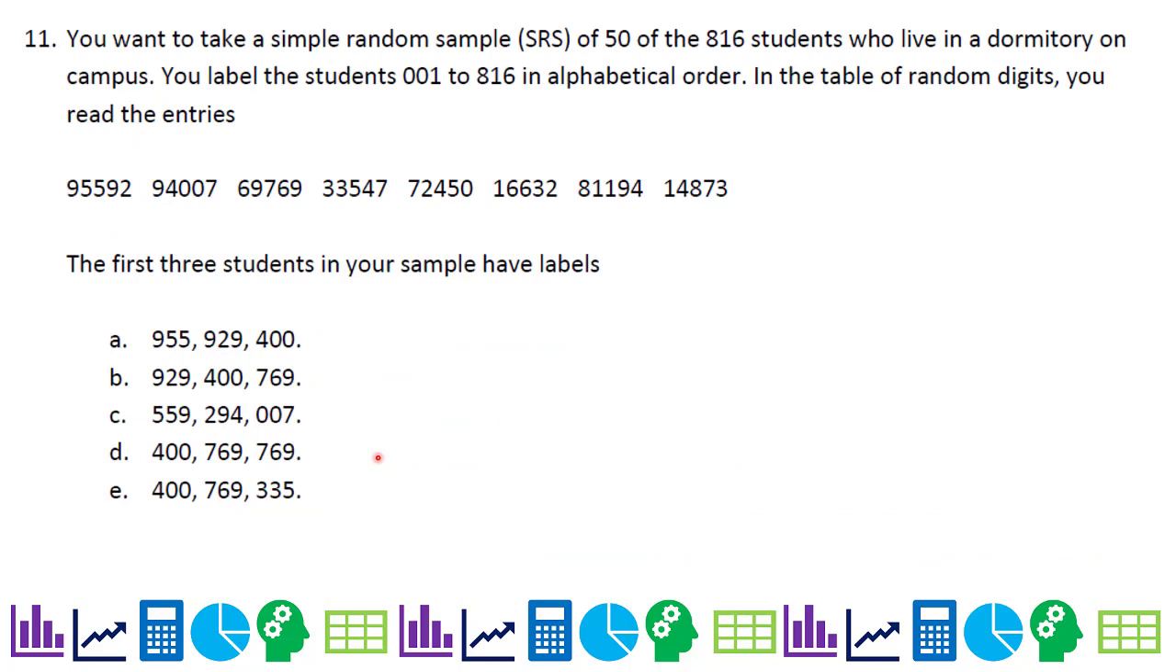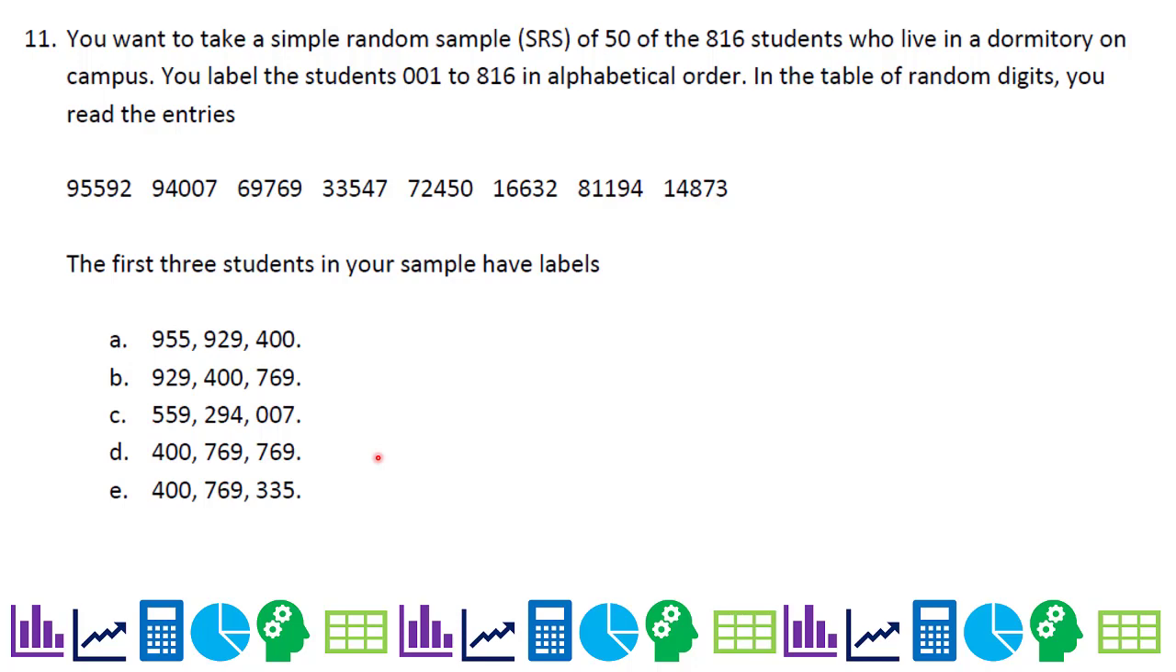Number 11. You want to take a simple random sample of 50 of the 816 students who live in a dormitory on campus. You label the students 001 to 816 in alphabetical order. In the table of random digits, you read the entries. So we're going to use that table of random digits to select our sample. So they want us to identify the first 3 students in our sample. Good, because I don't want to sample 50 students.